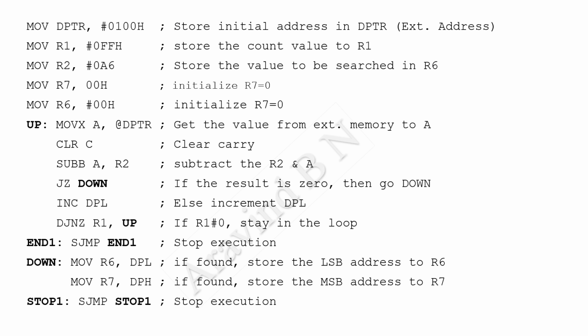Now here is a small program for this one. It mentions how many memory locations we are searching and from where we are starting. Each memory location we are going to search. If the value to be searched matches the value present in the memory location, it means we have identified that value. Then we store that address in the registers over here.